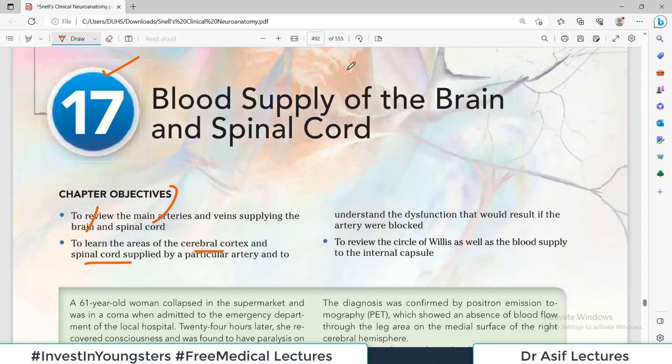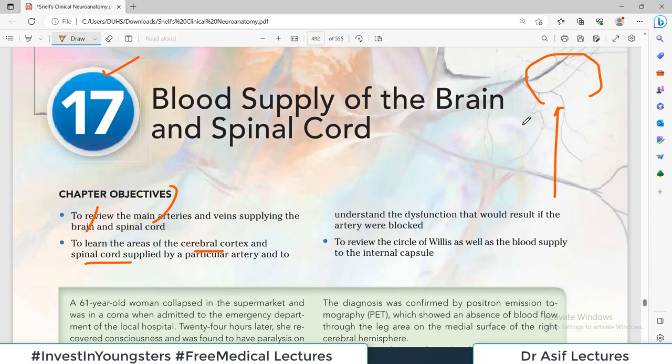So what is the importance of the arterial supply? Ki jo arteries is area ko supply kar rahi hain, obviously the brain is your most important machinery in terms of receiving the sensations and giving the motor orders. So that's the job of the brain, and each part of the brain is designated with a specific function. So for example, the cortex will have a different function, or different areas of the cortex may differ. The occipital area ka alag apna kaam hoga, the precentral gyrus has different functions.